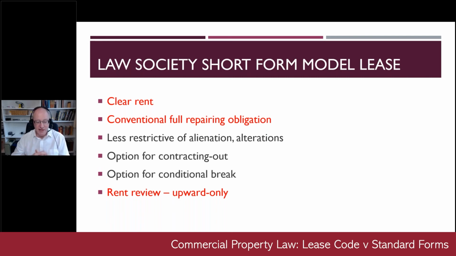The tenant does have a conventional full repairing obligation, but there is a drafting option for limitation by reference to a schedule of condition. There's a conventional Jarvis and Harris clause. Given that you've got a full repairing obligation, that's more onerous for tenants than in the other two forms. And this is much less restrictive in relation to alienation and alterations than the other two forms. It allows an assignment and underletting with the landlord's consent. It allows group sharing arrangements.